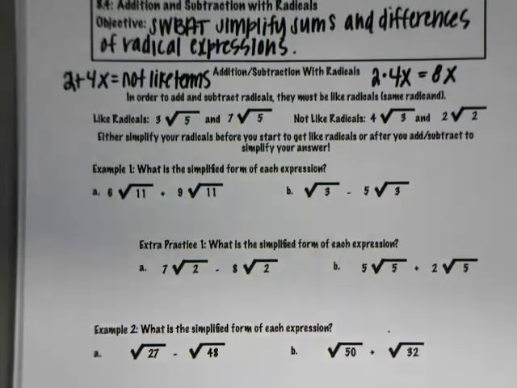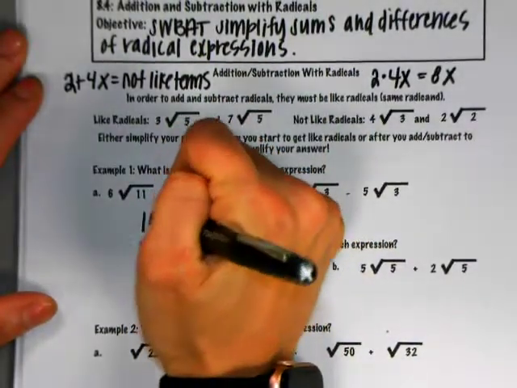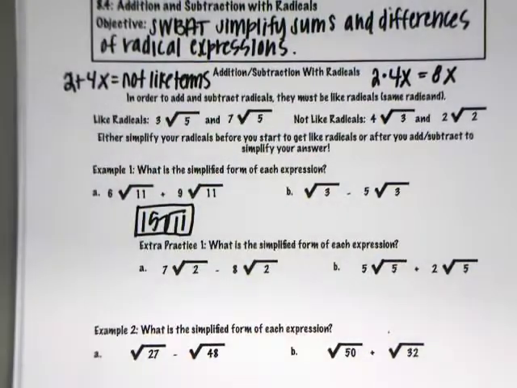So 6 radical 11 plus 9 radical 11. So you're just going to add the 6 and 9 together and then just keep the radical 11. So what's that going to be? Yep, 15 radical 11. So think about the radical 11 as like an x.